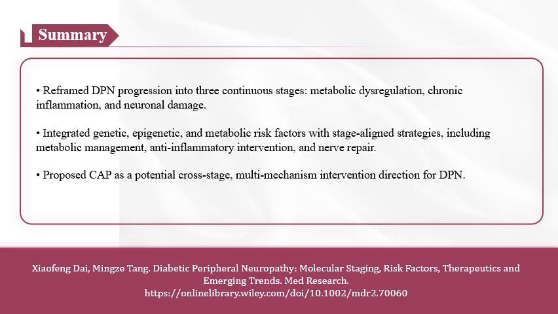In summary, this review reframes DPN progression into 3 continuous stages: metabolic dysregulation, chronic inflammation, and neuronal damage. It further integrates genetic, epigenetic, and metabolic risk factors with stage-aligned strategies, including metabolic management, anti-inflammatory intervention, and nerve repair. CAP is proposed as a potential cross-stage, multi-mechanism direction for future DPN research.